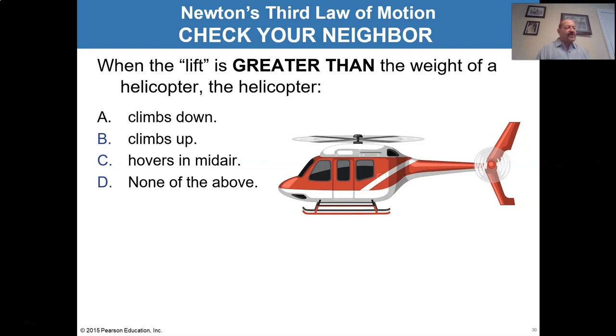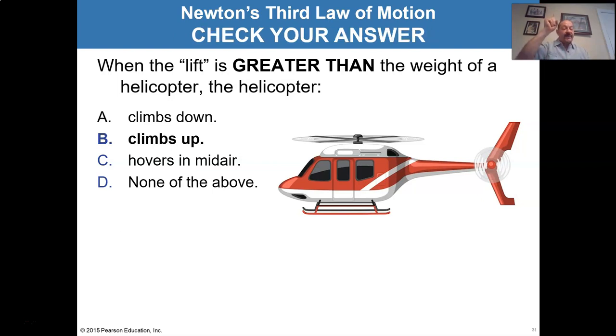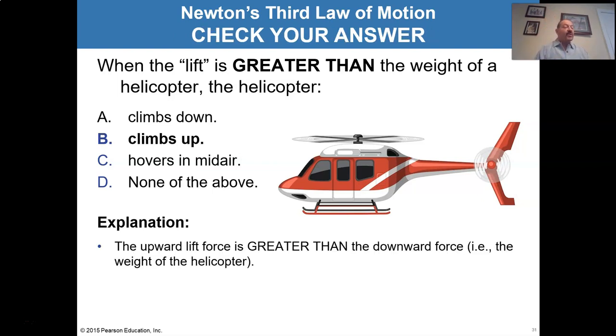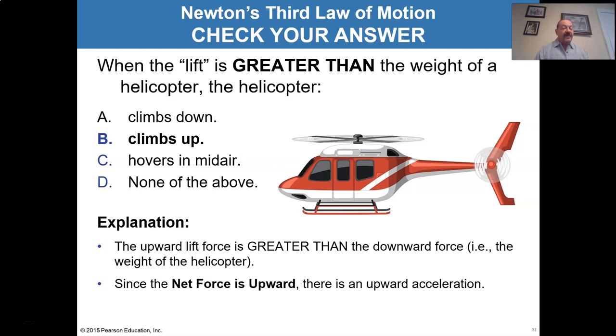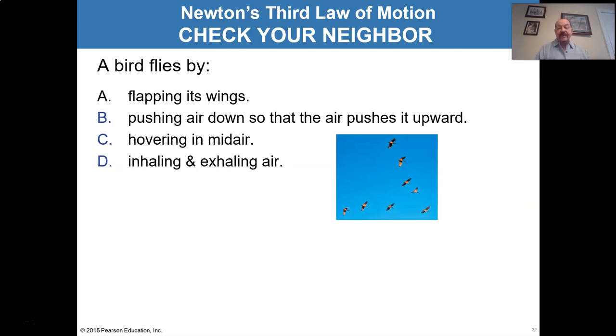Well, I think by now you know that if the force up is greater than the force down, the net force will be up, and the helicopter will climb up because the net force is up. That means the net acceleration will be up, and the helicopter will rise at a faster and faster rate.